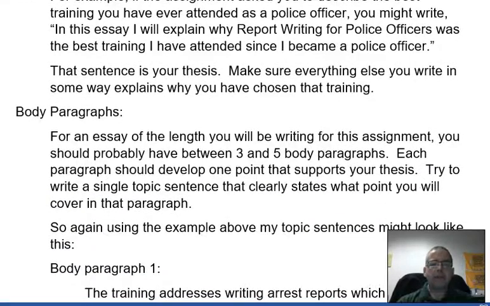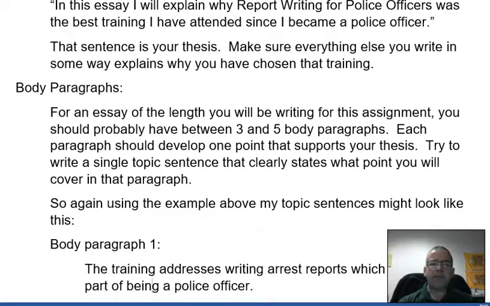So let's say I'm using this essay I've set up, body paragraph number 1. The training addresses writing arrest reports, which is a vital part of being a police officer, and I would explain how that was addressed and maybe give evidence of why it's vital. Maybe the training itself said, hey, this is why it's vital. I'm going to support that.